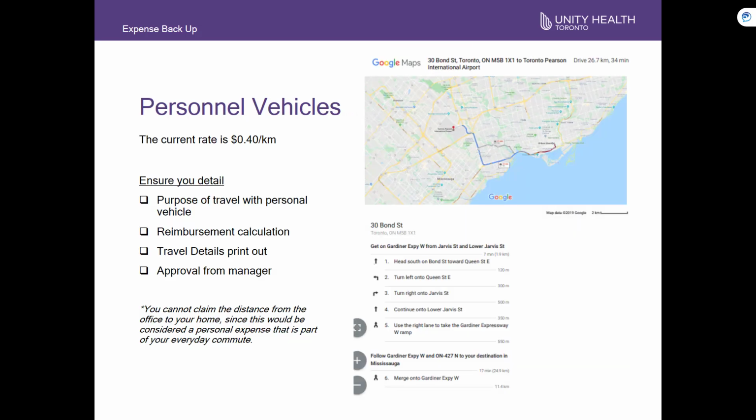If a personal vehicle was used, the current rate is 40 cents per kilometer. Ensure you detail the purpose of travel with personal vehicle, reimbursement calculation, travel detail printout, possibly from Google, and your approval from your manager. Please note that you cannot claim the distance from your office to your home, since this would be considered a personal expense that is part of your everyday commute.